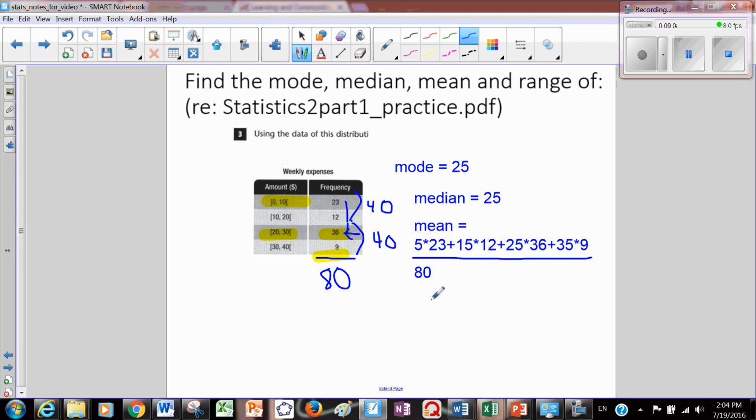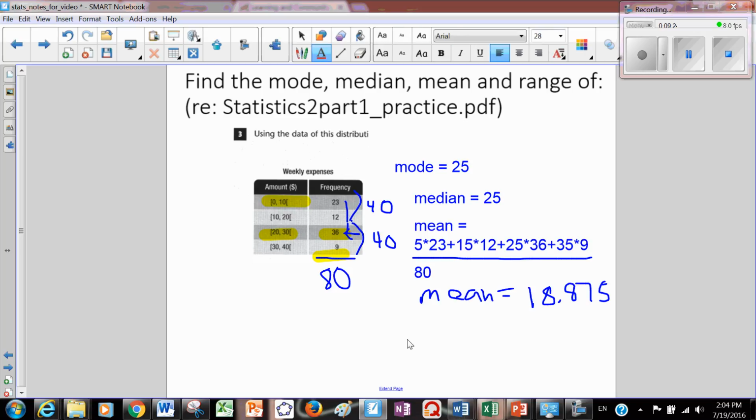So you should find that your mean is equal to, hold on, it's equal to 18.875. And the last one they're asking you to find is the range. So the range is the difference between the highest and the lowest. So the range here is 40.